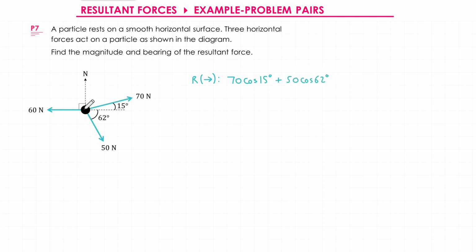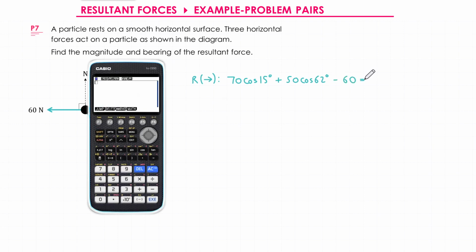And then in the other direction, we've got 60 newtons. We'll put that all into our calculator, and that gives us 31.08 and so on. As we want to use this value later, we'll store it in our calculator as A.